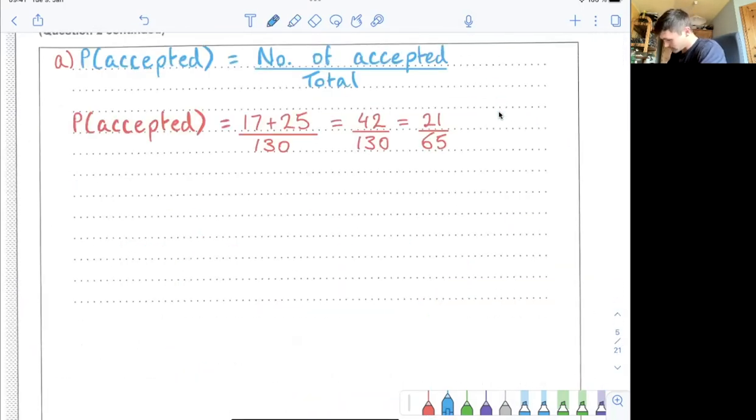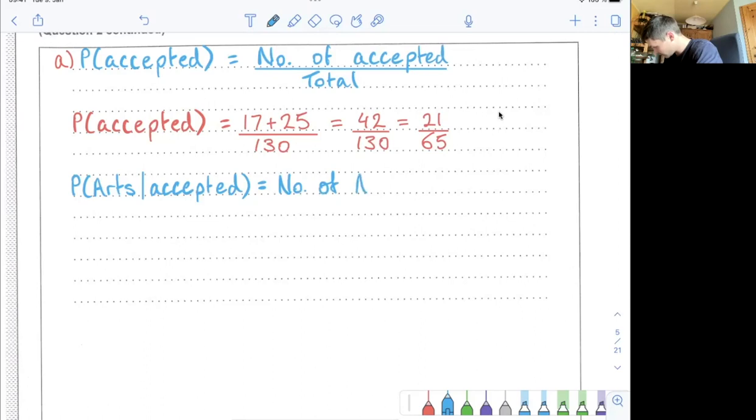And in terms of mathy speak, we'd say the probability they applied for arts given they were accepted. So this is going to be equal to the number of arts applicants that were also accepted, of arts and accepted. Yeah, we'll write it like that.